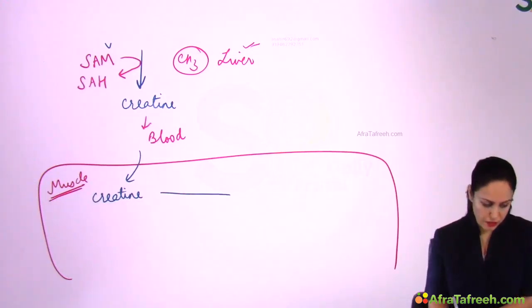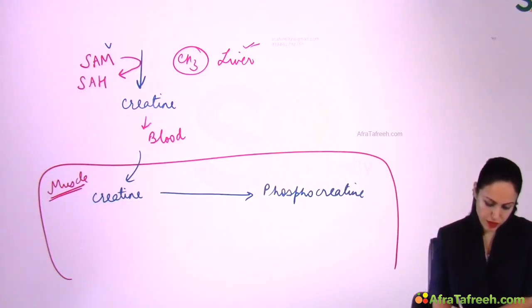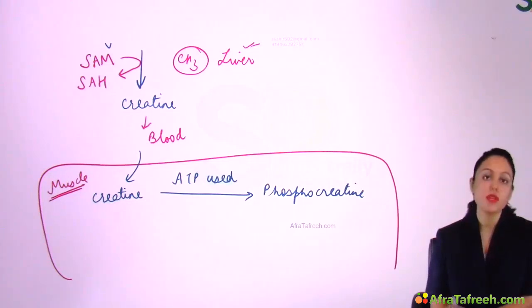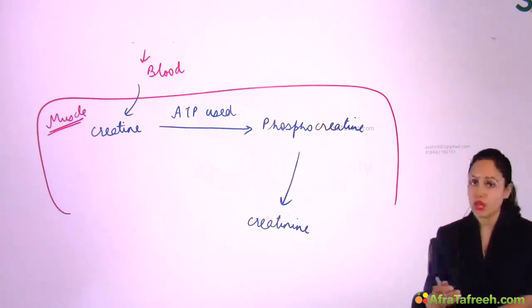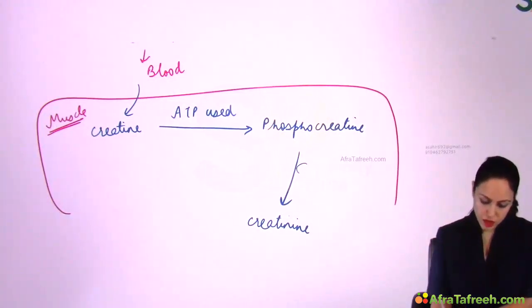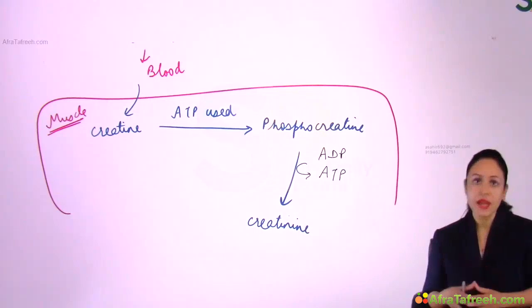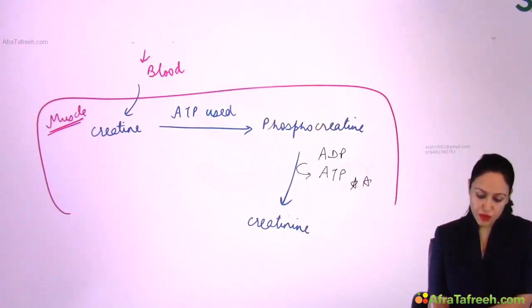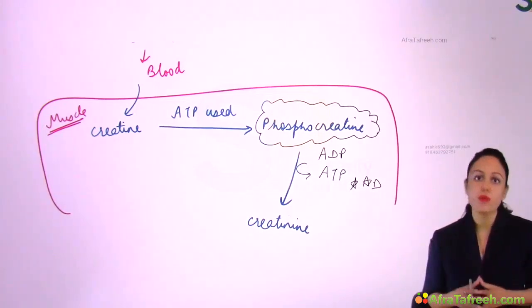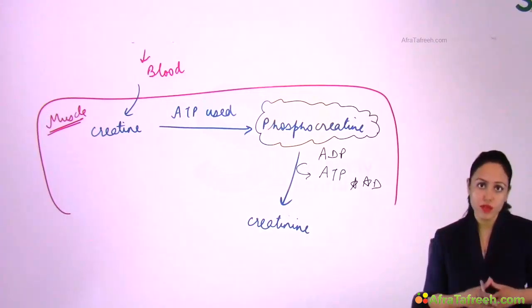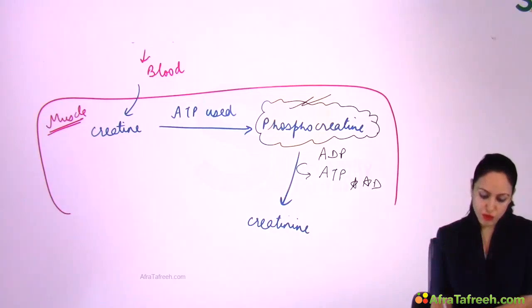Now this creatine will be converted to phosphocreatine, and in this reaction ATP will be used to add the phosphate group. Phosphocreatine will then be converted to creatinine. When phosphocreatine is converted to creatinine, there is formation of ATP. This phosphate group can be taken by ADP and ATP is formed. As ATP is formed in this reaction, we say that phosphocreatine is the immediate source of ATP for muscles. This is also a frequently asked question.